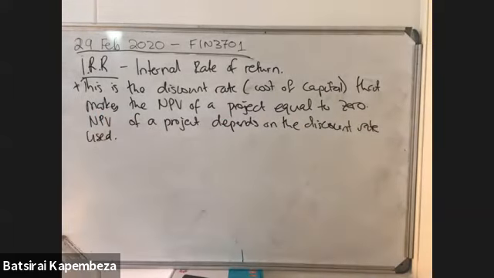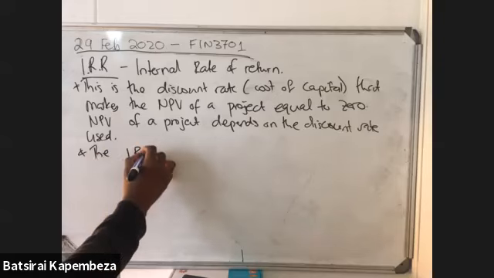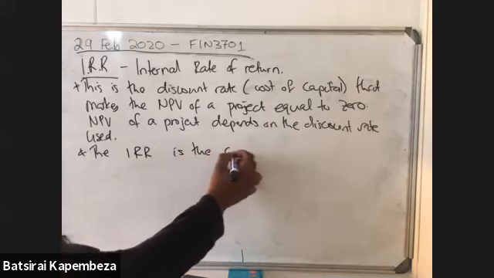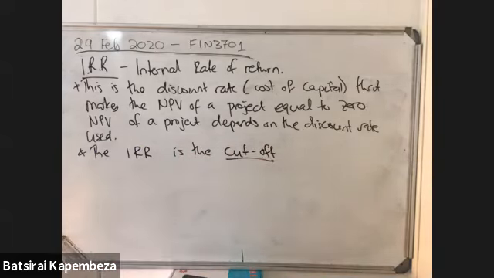So someone might ask, why do we need to calculate the internal rate of return? How does it help us to make decisions? And what's the theory behind the internal rate of return? And the theory behind the internal rate of return is that the IRR is the cut-off discount rate.